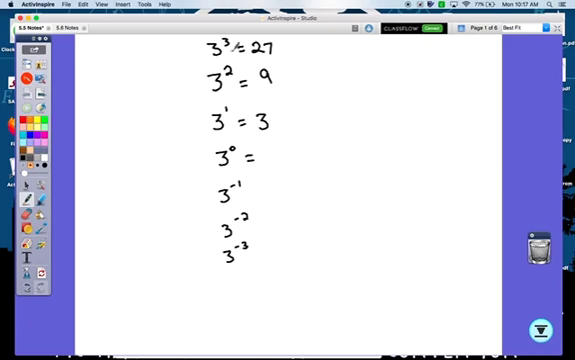Notice here the exponents are going down by 1: 3 to 2 to 1 to 0 to negative 1 to negative 2 to negative 3. But over here on the answer side, 27 divided by 3 is 9. 9 divided by 3 is 3. So if I continue that pattern on out, I divide by 3 again. 3 divided by 3 is 1. And remember in one of the previous lessons, anything to the 0th power is 1. That's why it's following this pattern.